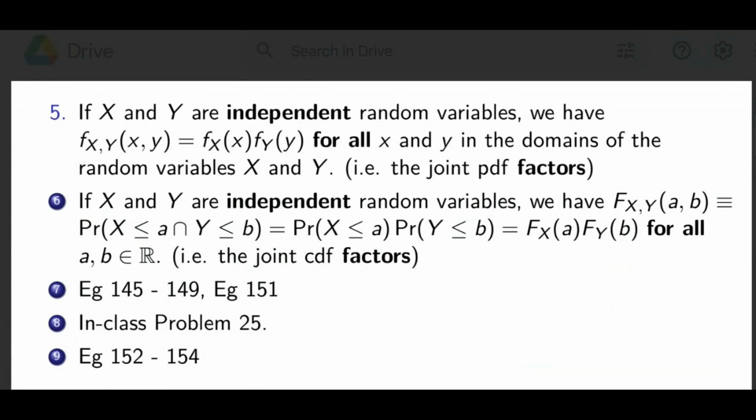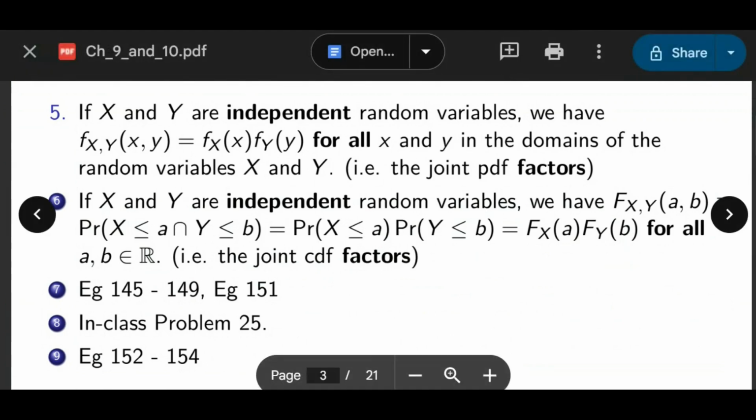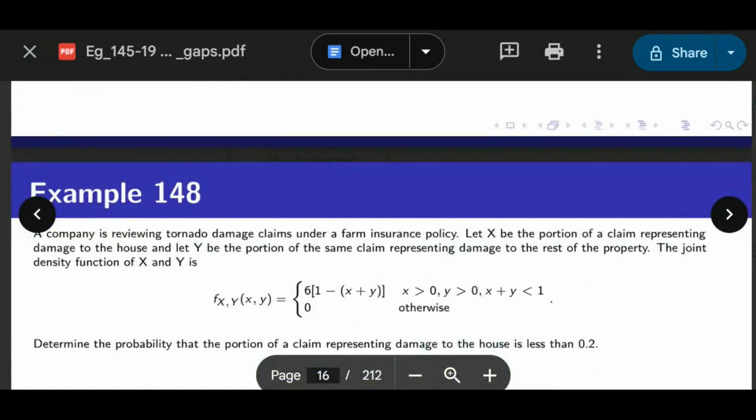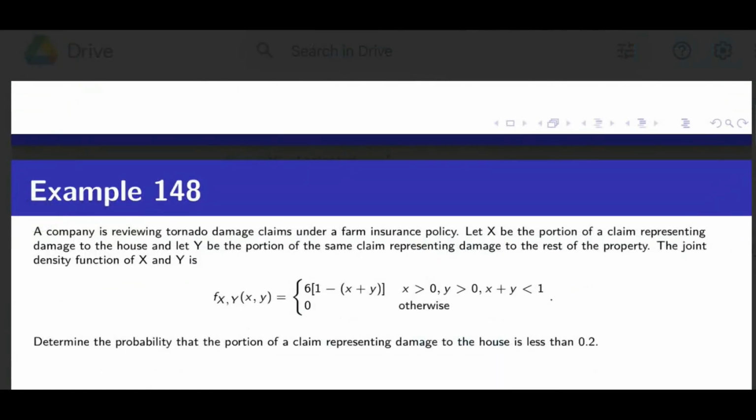Okay, so a few more examples. Let's see. 148. A company is reviewing tornado damage claims under a farm policy. Let X be the portion of the claim representing damage to the house, and Y the portion of the same claim representing damage to the rest of the property. The joint density function of X and Y is this.